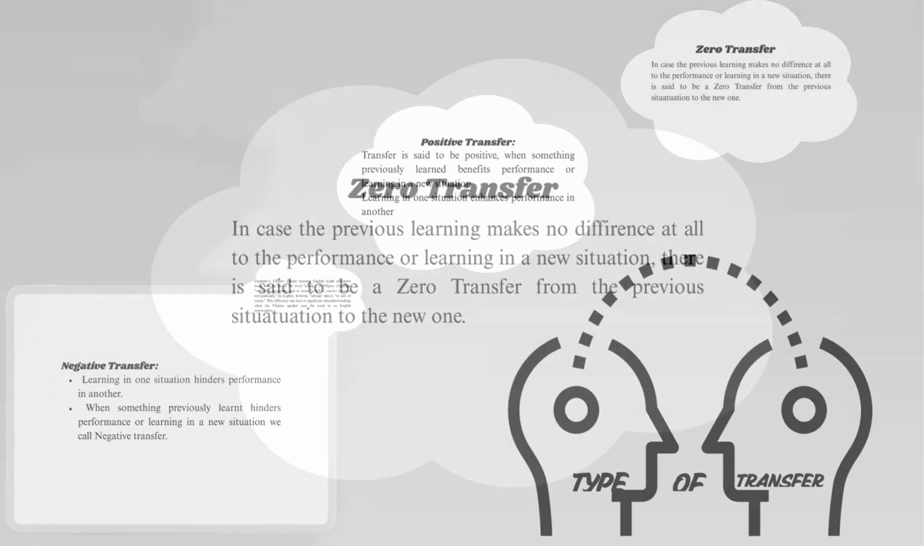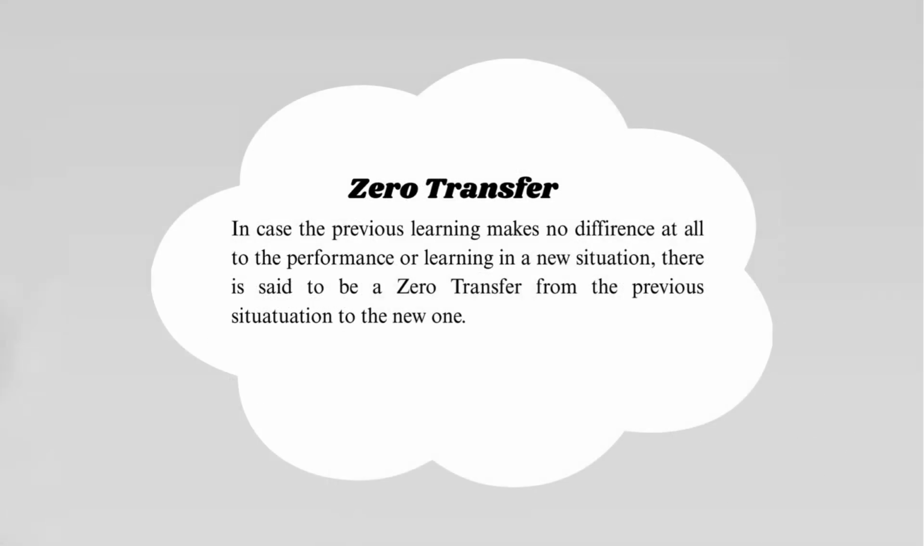And lastly, zero transfer. In case the previous learning makes no difference at all to the performance or learning in a new situation, there is said to be a zero transfer from the previous situation to the new one. It means this zero transfer is when your previous learning doesn't help or hurt. Like learning history might not affect your ability to learn economics, they are just different.